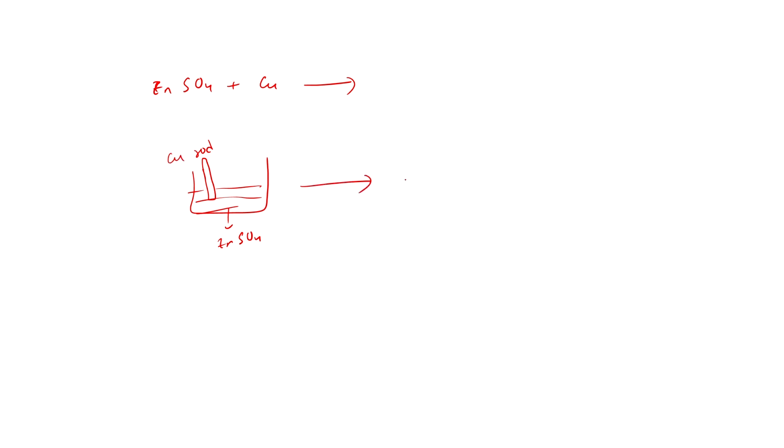Now, what happens is no change in color. No color appears, no color disappears, no change in color. That means no reaction is happening here, no reaction. Now, we have one thing in mind, that here this copper 0 does not go to copper 2 plus.